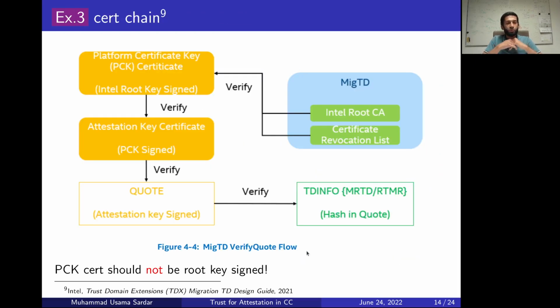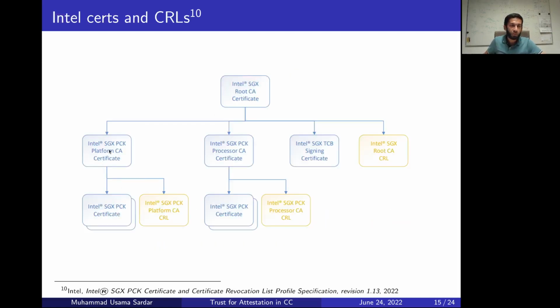Right, so let's move to the verification side, when the verifier is going to verify that. And this is again a very colorful diagram of Intel, and let's focus on this part, which says that the platform certificate key, the PCK certificate, is Intel root key signed. However, this is not correct, and this should not be signed by the Intel root key. It should actually be signed by the key which belongs to the Intel SGX PCK certificate authority, or the Intel SGX PCK processor certificate authority, depending on which scenario we are in, as is clearly available from another specification document of Intel.